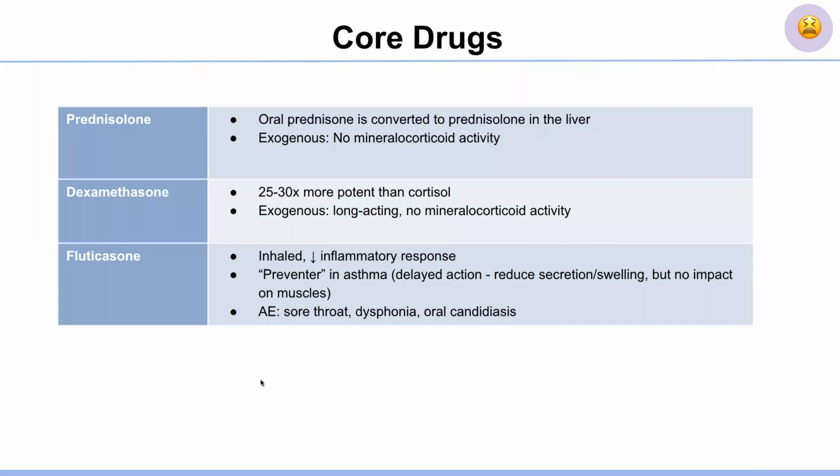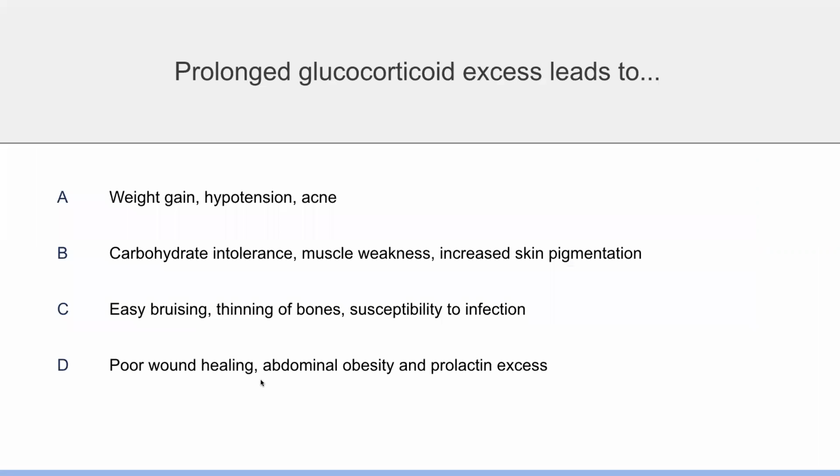Some core drugs you need to know: prednisolone, which is given as oral prednisone and converted in the liver. Dexamethasone is similar and some 25 to 30 times stronger than cortisol. Fluticasone, unlike the other two, is an inhaled corticosteroid, so it acts mostly on the lungs, reducing the inflammatory response. It's used as a preventer in asthma, reducing secretion and swelling. Because it's localized, it has less systemic effects, but can still cause issues such as sore throat, infection, and hoarseness.